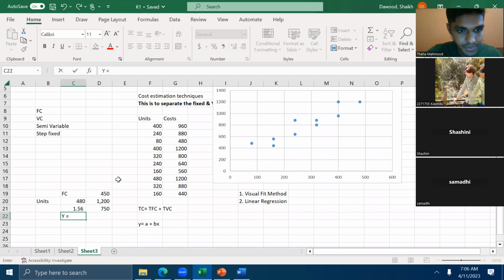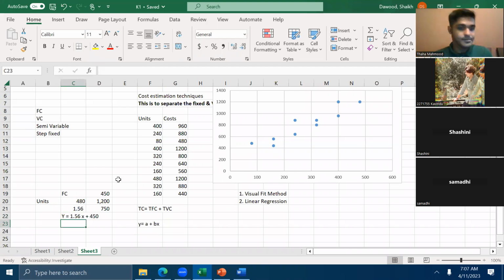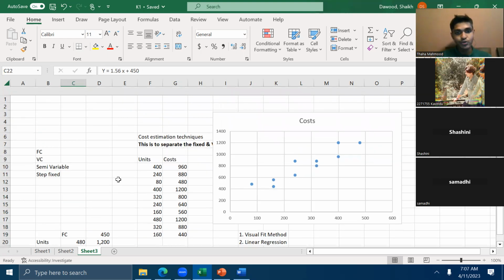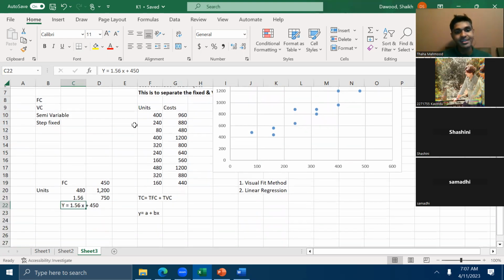y equals, sorry, y equals 1.56x plus 450 is what we found here. Right? So we can substitute any amount for x and work around it. We can do that CVP calculation and any other calculations with this equation.